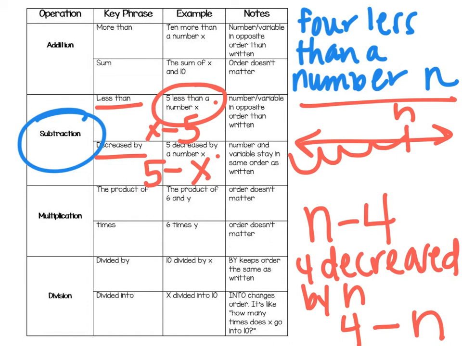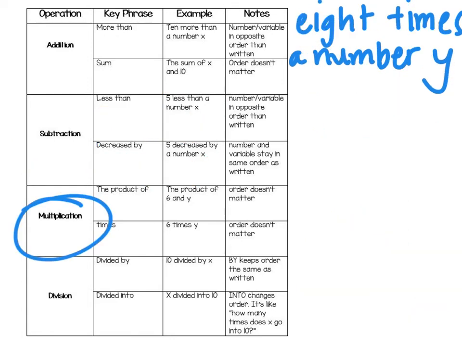Thinking about "decreased by" and "increased by," if it was 4 increased by n instead of decreased, it would just be 4 plus n. So "increased" and "decreased" do not change the order of the number and the variable as they appear in the word sentence. Multiplication, a couple things that you might see are "the product of" and "times." What's nice about both of these key phrases is that it doesn't matter the order. It doesn't change the order. So the product of 6 and y is 6 times y.